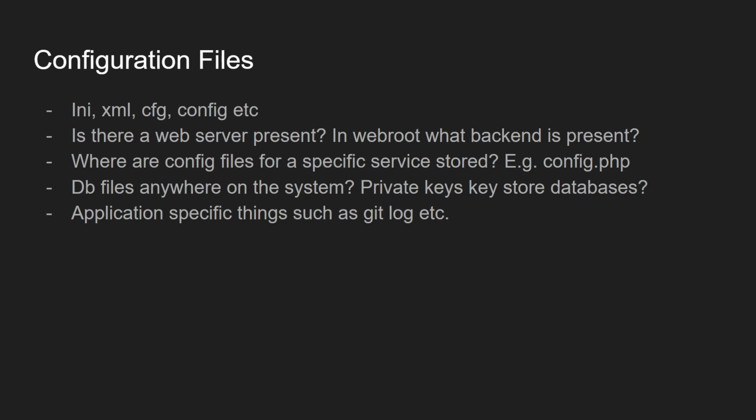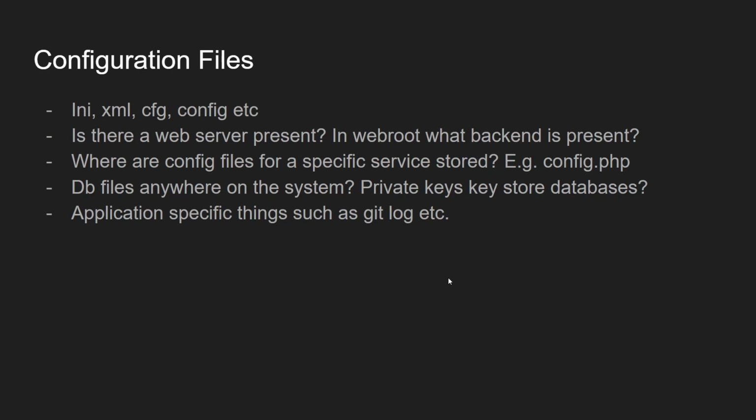Is it getting it from Windows? Is it in its own little file that's unencrypted? Things like that. It's always things to be thinking about. DB files anywhere on the system: if there's a KeePass database on there, or just a random database lurking about, or a backup. Maybe there's an old backup that hasn't been deleted, or it might be there in the recycle bin, things like that. Then application-specific things such as git log.